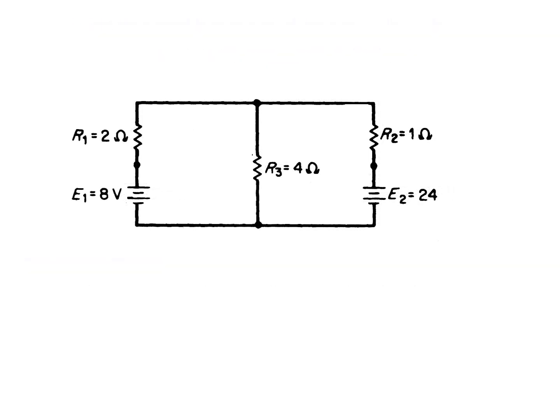To start, I'm going to label all the nodes. There are 4 nodes in this circuit, as indicated by the letters Node A, Node B, Node C, and Node D. Nodes are junctions where 2 or more current paths come together. A branch is a portion of the circuit consisting of 1 or more elements in series.